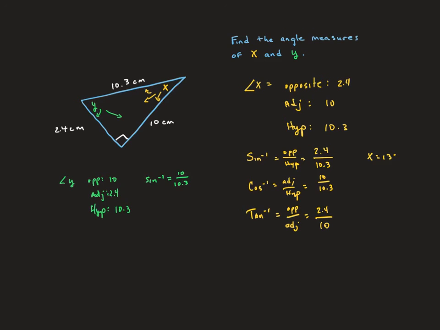Depending on the decimal, if you put this in the calculator, you're going to end up with x approximately 13.5 degrees, and my y is going to be the other portion of that, which would be 76.5 degrees. Combined, they would give me 90 degrees. So those are just different ways to input and calculate the angle measures depending on which ratios you're using.